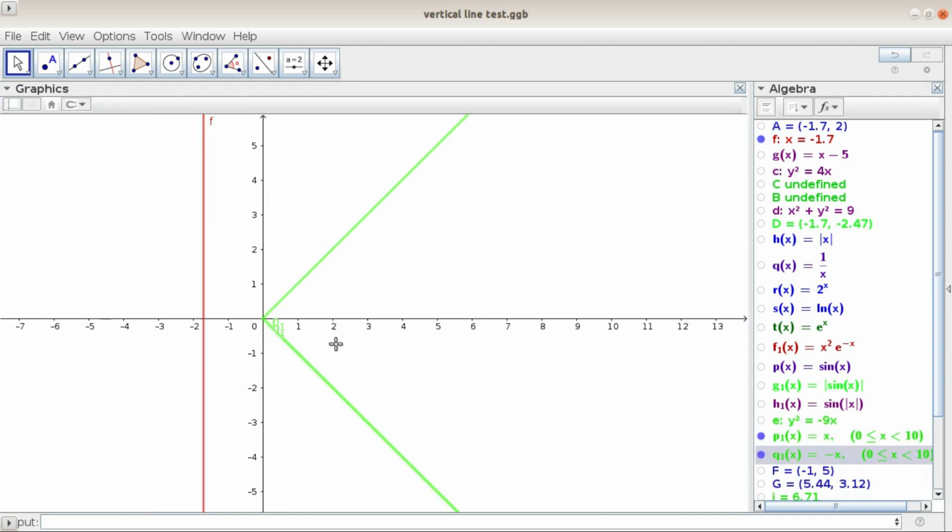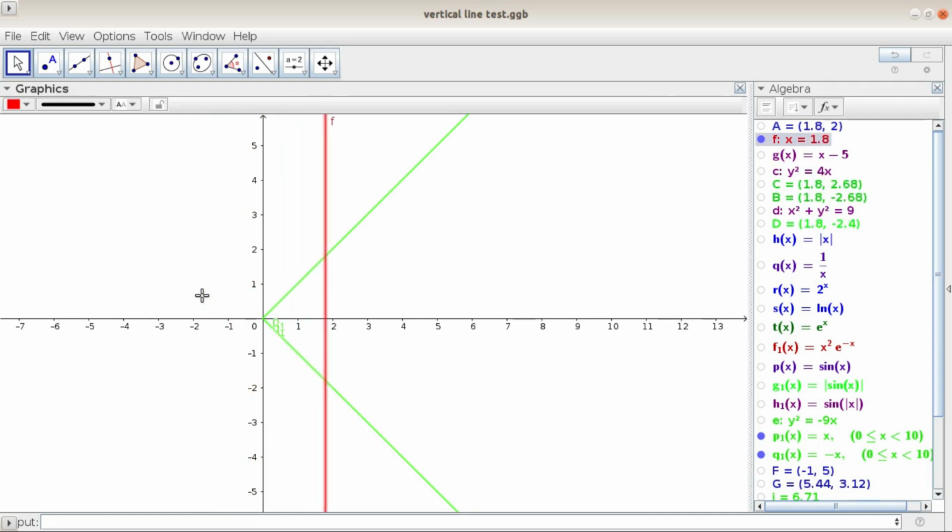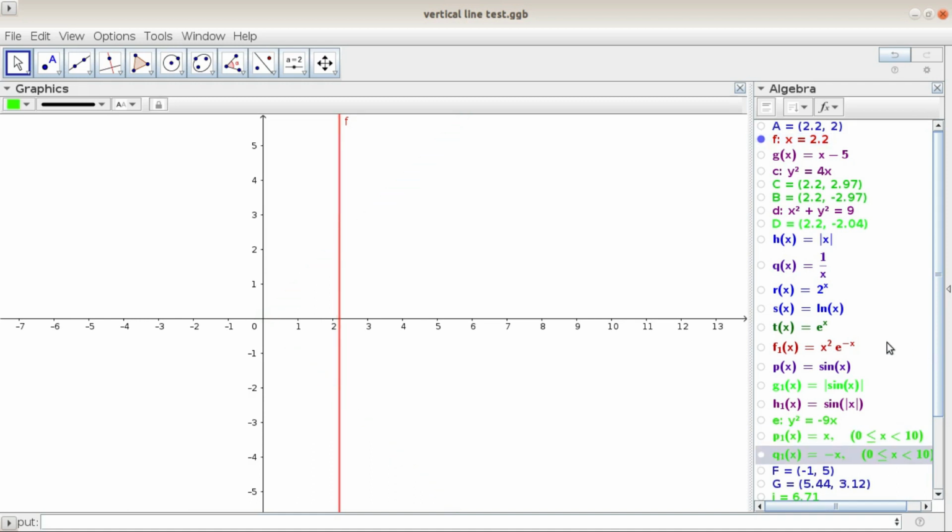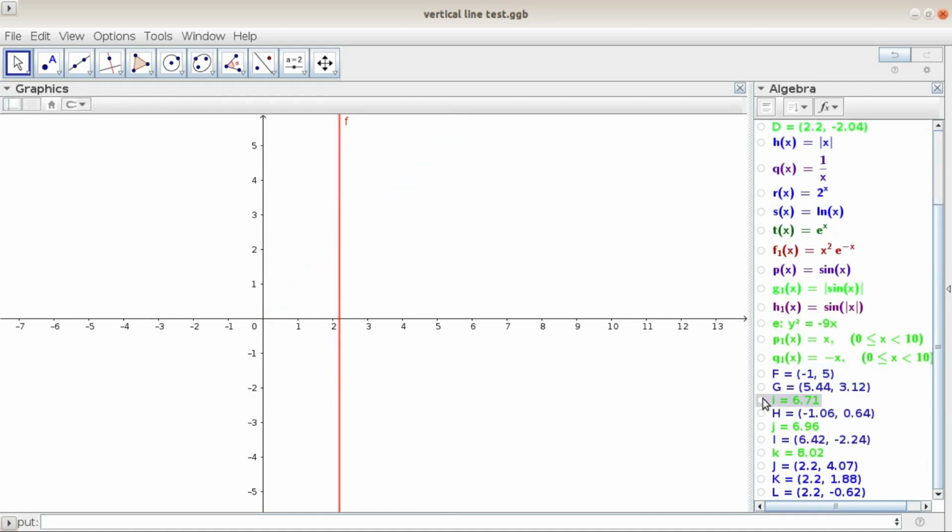Now consider this graph. When we move this vertical line, here the vertical line intersects the given graph at two different points. So for the same value of x, we have two y values. So this is not a function. Now consider this graph. Here the vertical line intersects at 3 points.